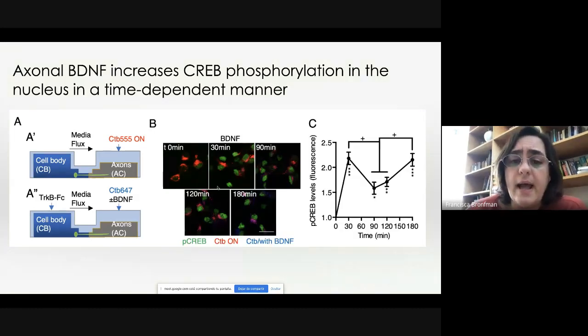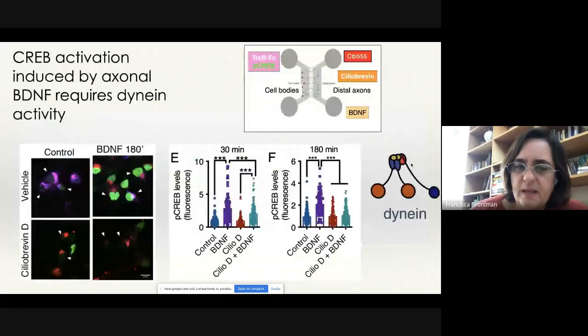And here you can see how CREB is getting activated. CREB is here in green with the addition of BDNF. So you have a rapid activation at 30 minutes, and then the activity is down-regulated, but is up again after 3 hours. So we have a biphasic activation of CREB upon addition of BDNF.